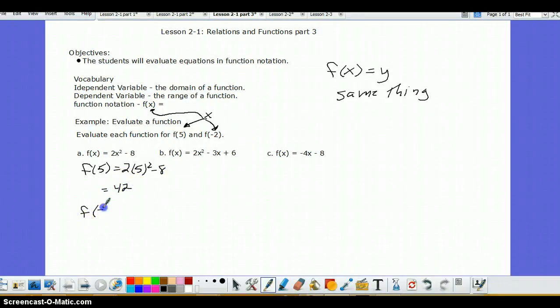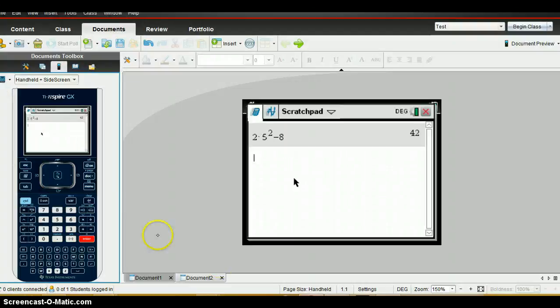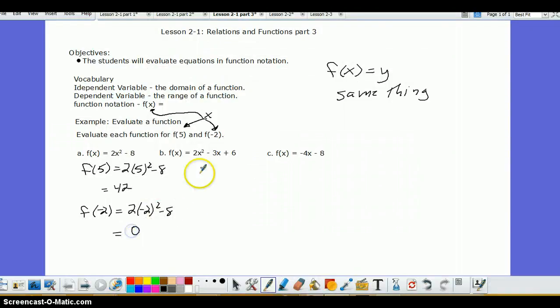So f of negative 2 is equal to 2 times negative 2 squared minus 8. Again, you could put in the calculator 2 times negative 2 squared minus 8. Like I told you guys in the evaluate part, remember if you're squaring a negative especially, make sure it's in parentheses. Hit enter, and in this case we get 0. So this is equal to 0.